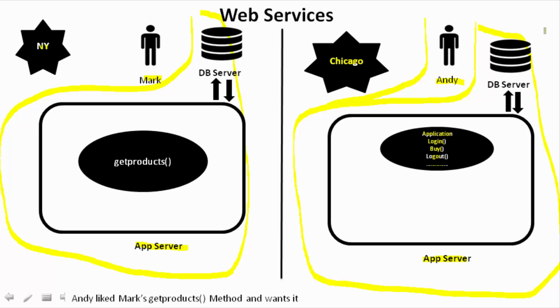So Andy, for whatever the reason, liked this get products method so much. Just an assumption. When Andy can create so many services all by himself, definitely he could have created a get products service all by himself. But for whatever the reason, Andy liked this particular piece of code. So he called up Mark and said, I really like your method called get products, and I want it at any cost.